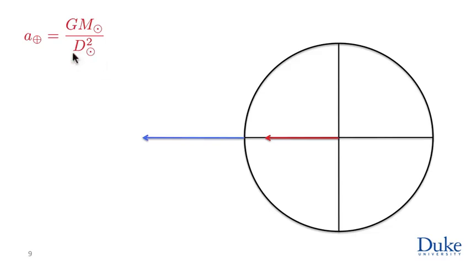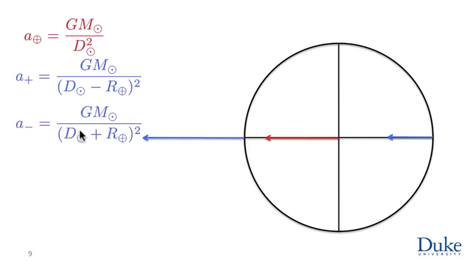Indeed, the denominator for computing here should be decreased by the radius of the Earth. Similarly, the gravitational acceleration on the far side from the Sun will be smaller than the value in the center of the Earth because you're at a larger distance by the radius of the Earth. Now, the radius of the Earth is, of course, much smaller than the distance to the Sun. This gives us a wonderful opportunity to apply our approximation that we learned from Newton.